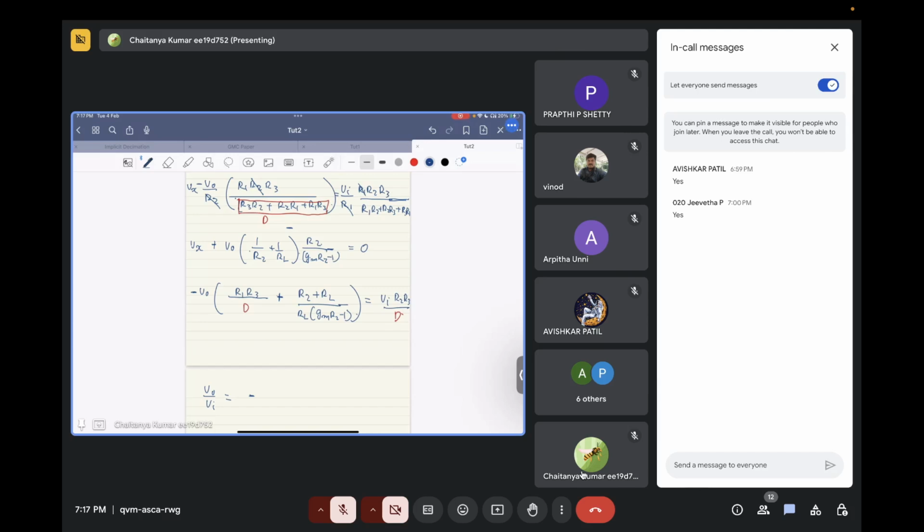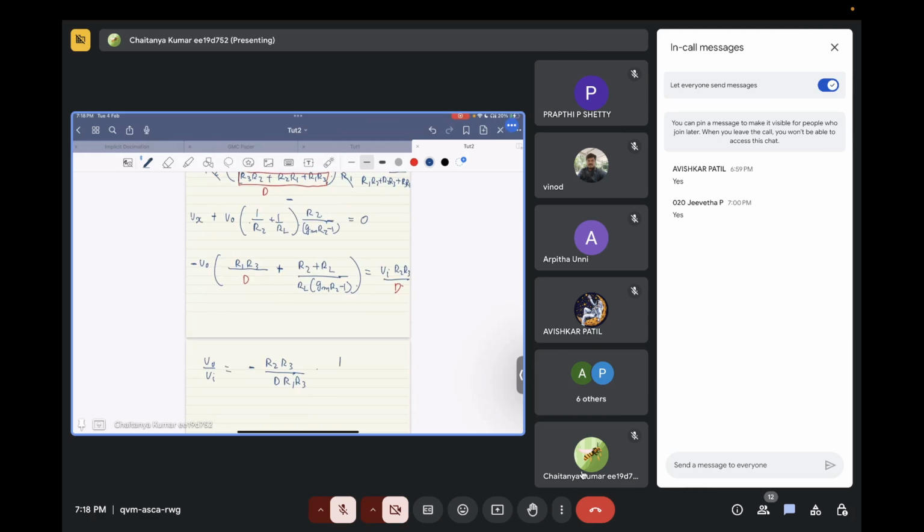So again, what is V naught by Vi from this? If we take out R1, R3 common from this, what we will have is R2 by R3 times D times R1, R3 divided by 1 by D plus R2 plus RL upon GM R2 minus 1 times R1, R3.